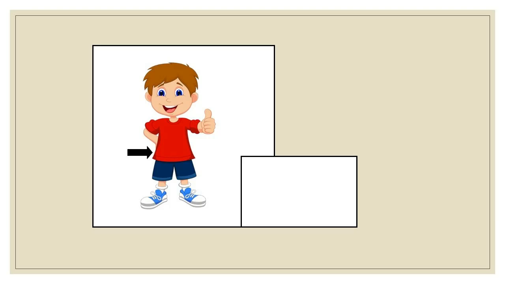Let's spell it together. Hip. Hip. Hip. Can you write the word? Good job. Next, do you know what is our next picture? What picture is that? Yes, it is gift. Gift. Do you know how to write it?